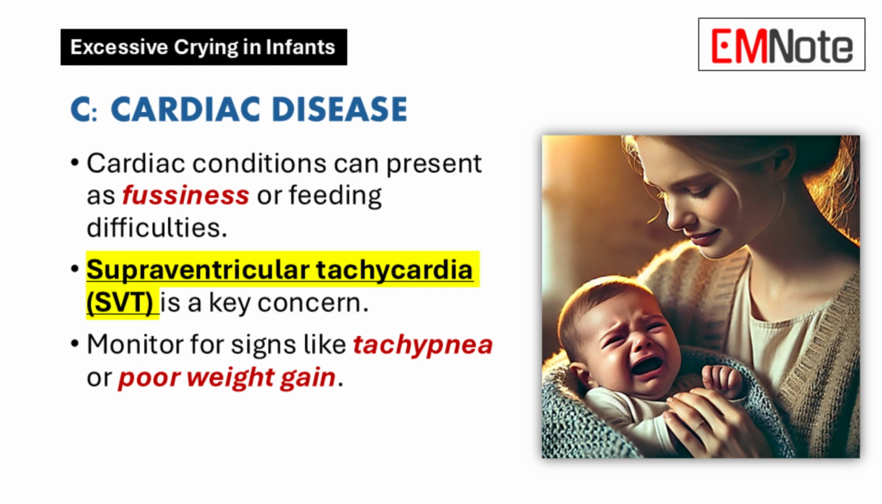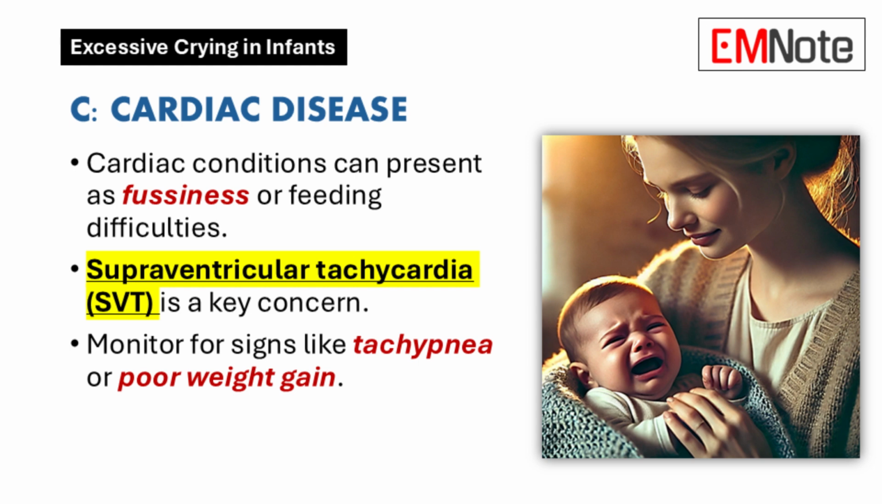Cardiac disease. Now, this one I think can throw some people off because we don't always associate heart problems with infants. But certain conditions like supraventricular tachycardia, where the heart beats super fast, or myocarditis, which is inflammation of the heart muscle, can actually manifest as excessive crying or even difficulty feeding. Because think about it, if their heart isn't working properly, they might not be getting enough oxygen. And that can lead to all sorts of problems, including fussiness and difficulty feeding.